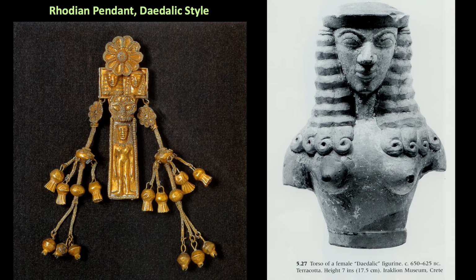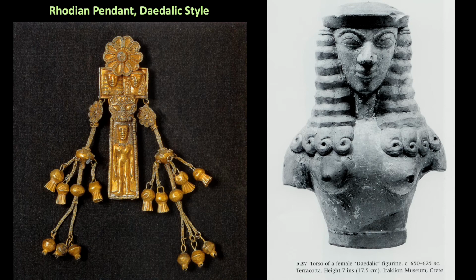Now, I want to introduce one idea real quick, and that's the idea of the Daedalic style. It's called Daedalic because it's primarily on Crete, and it's named after Daedalus, who is the architect of Knossos. You can see it best on the right. What makes it Daedalic is first of all the hair that comes down in sort of long locks or beads, with the very almond-shaped eyes, the triangular face, and the pursed lips, sometimes with a little bit of a smile, but we'll talk more about that in the next period.